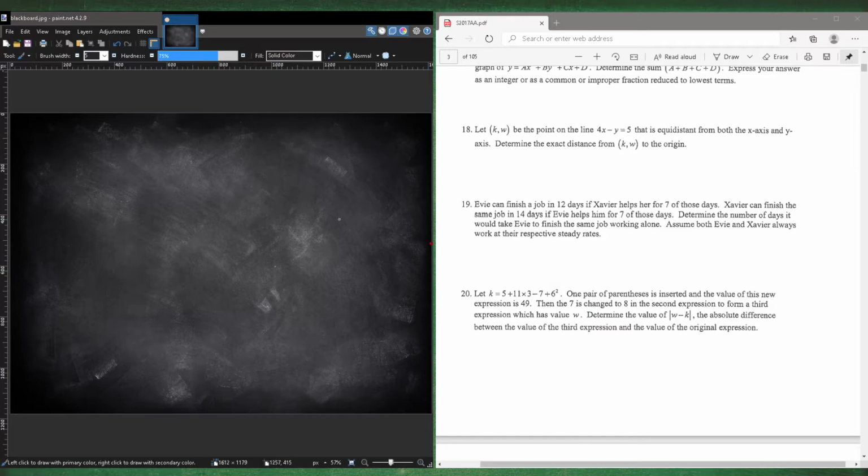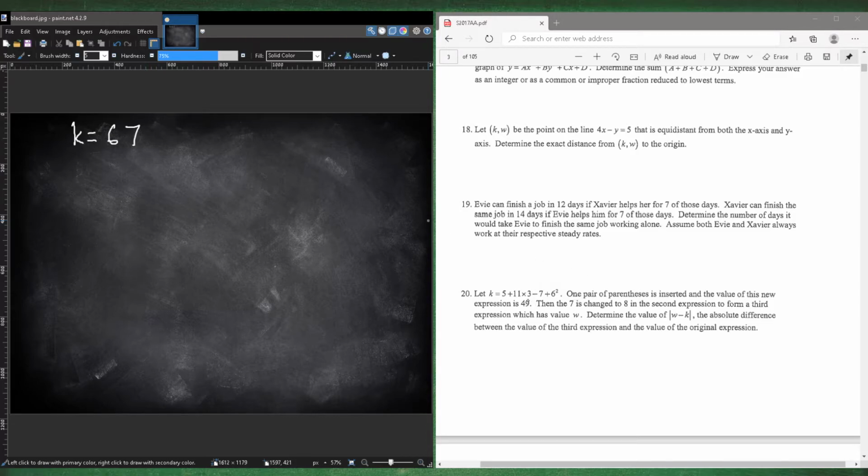Okay, so let's just find k first. So 5 plus 33 minus 7 plus 36. So that's going to be negative 2 for this one, which makes 31, which means this is 67. So k is 67. When we add the parentheses, it's changed to 49.